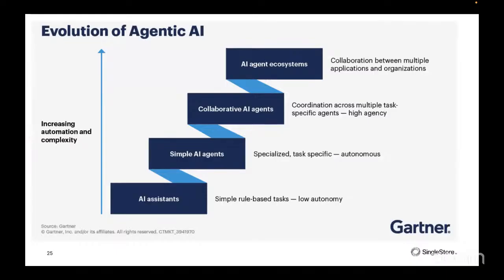So this is the evolution of agentic AI. I got it from Gartner. Like I said, it all started with simple AI assistants using simple LLMs, and then we saw simple AI agents with more task specificity and autonomous behavior, and then came collaborative AI agents, where specialized AI agents came together to solve a complex problem or complex activity, with high agency. And now what we are seeing is an AI agent ecosystem where collaboration between multiple applications and organizations is happening. That's where we see MCP and all, right?